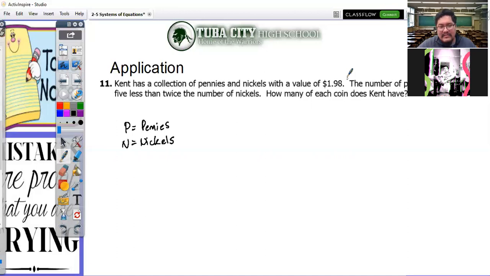So again, this one's a little bit different than I thought, because we did run into a problem earlier, I think last week, that was very similar to this one. So what do we have? A penny is 0.01, and a nickel is 0.05, so 0.01P plus 0.05N equals 1.98. All right, so that was the first part. And the second part is going to be a little bit tougher because that was our first clue statement.